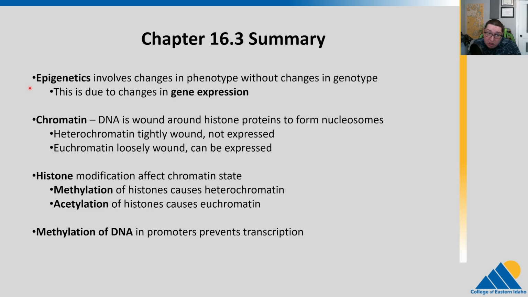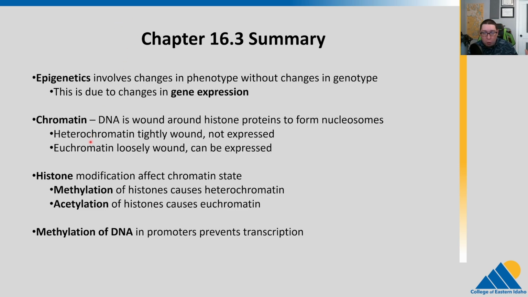All right, so epigenetics, as we said, involves a change in phenotype without actually changing the DNA sequence in the genotype. This is due to changes in gene expression, right? So whether a gene is on or off affects the phenotype. Chromatin is one way this can happen. So DNA is wound around our histone proteins to form those nucleosomes. We said heterochromatin is tightly wound. Genes are not expressed in heterochromatin, whereas euchromatin is more loosely wound and genes can be expressed there.